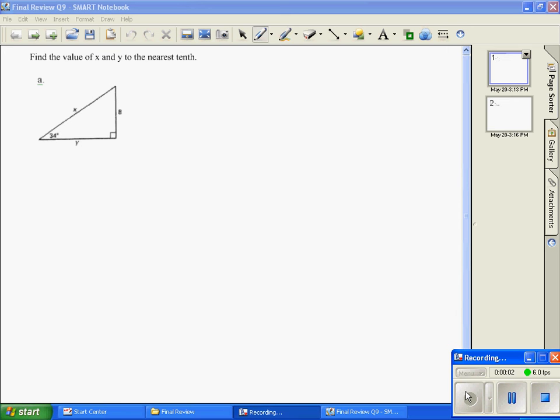Find the value of x and y to the nearest tenth. Okay, so here we have a right triangle. We're given one angle and one side length.